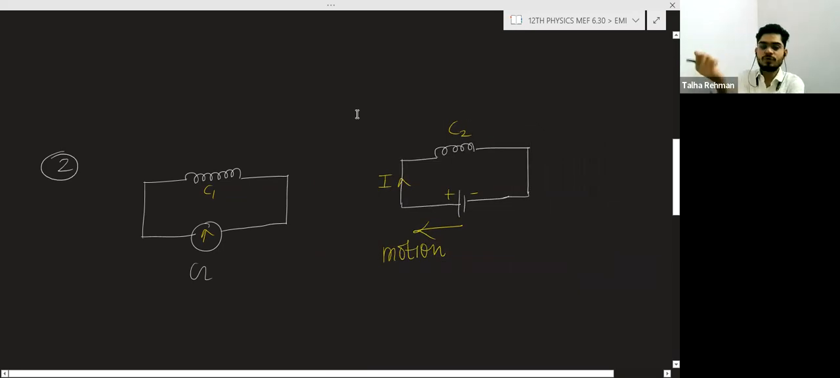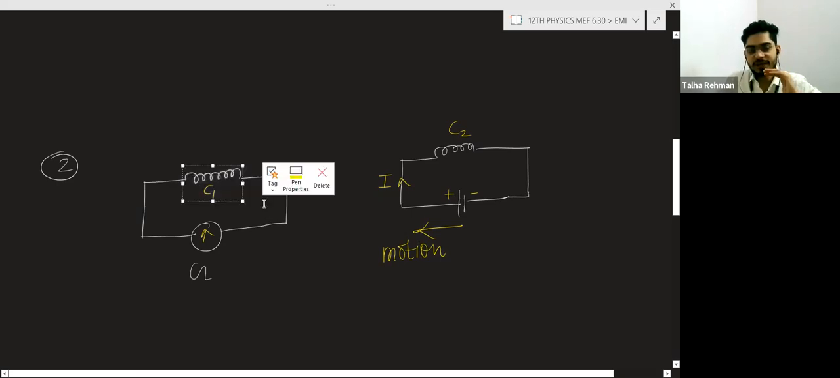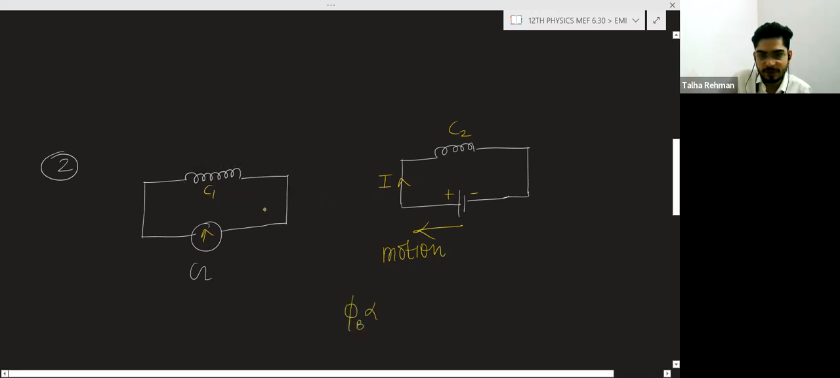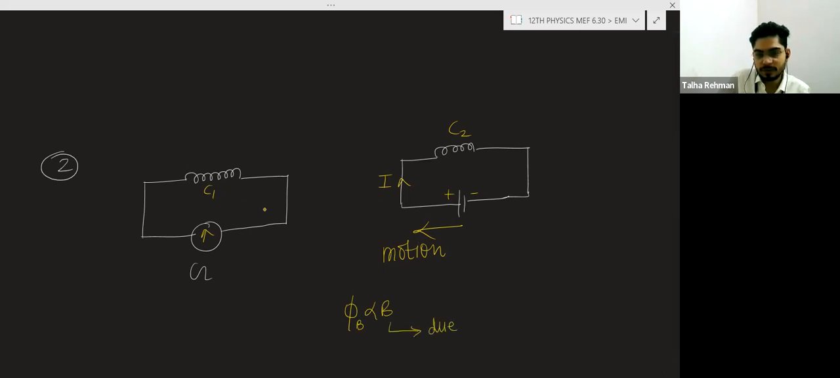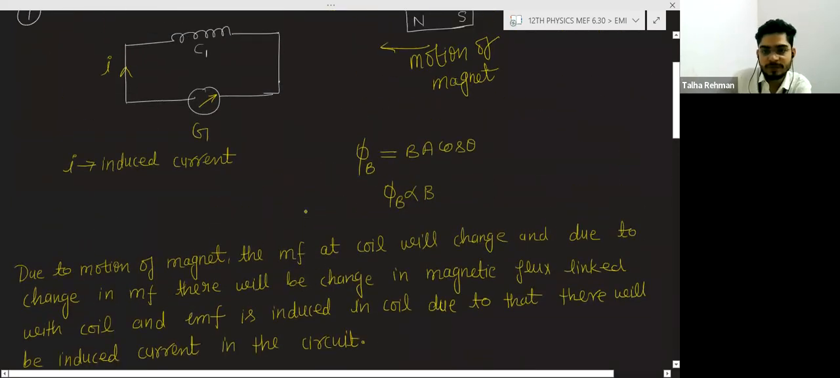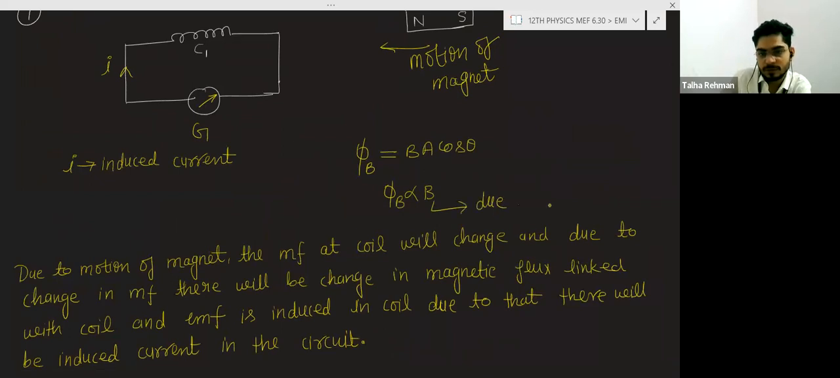So now you can say this system is moving towards this coil. Here magnetic field is changing. Increasing means changing. So due to change in the magnetic field, there will be change in the magnetic flux, because magnetic flux is directly proportional to magnetic field. This magnetic field is due to coil C2. Here also you can write this magnetic field is due to coil C2, just as due to the magnet here.